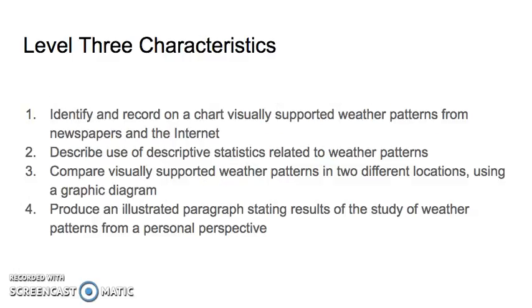The second group that we differentiated this lesson for is level 3 students. And these students are able to identify and record information on charts that have visual supports. They're able to describe different things about the topic they're learning, and they're also able to produce an illustrated paragraph on the topic in which they're learning.